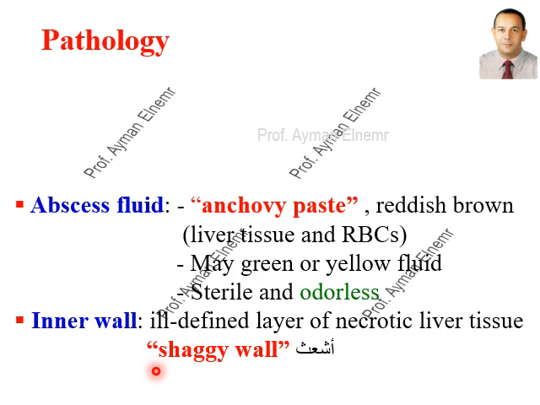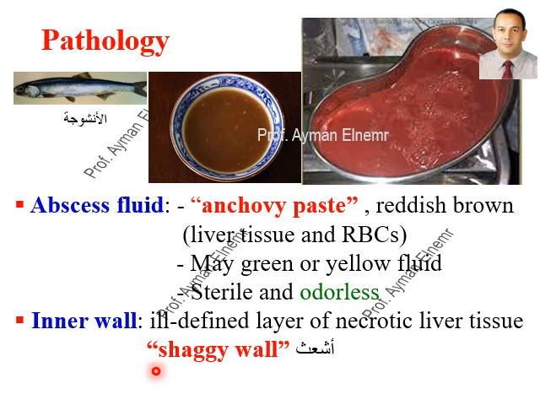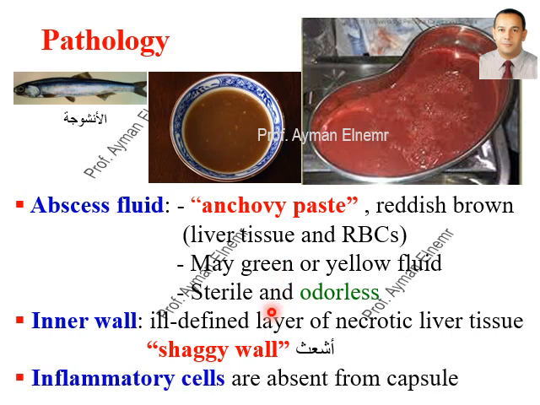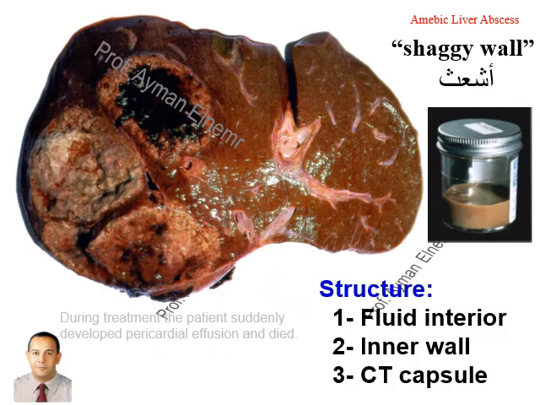The abscess contains fluid which is like anchovy paste or chocolate, reddish brown because it is composed of liver tissue and red blood cells, and may be green or yellow. It is sterile and odorless, and this is how it looks, like the anchovy sauce or the chocolate. And the inflammatory cells are absent from the capsule.